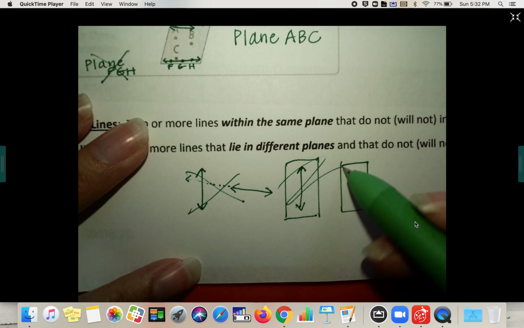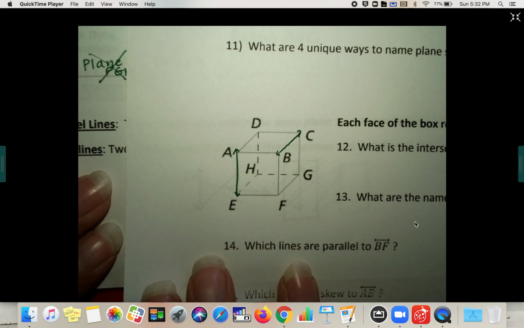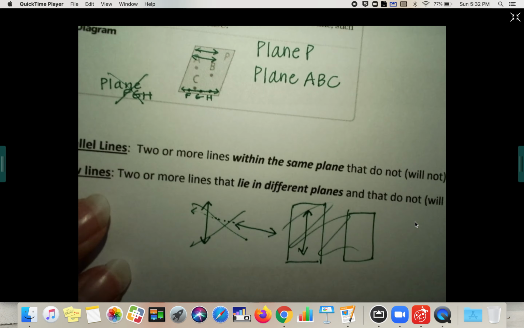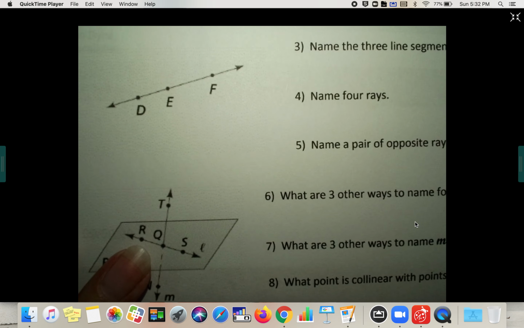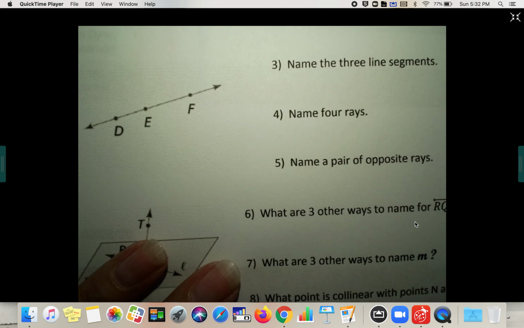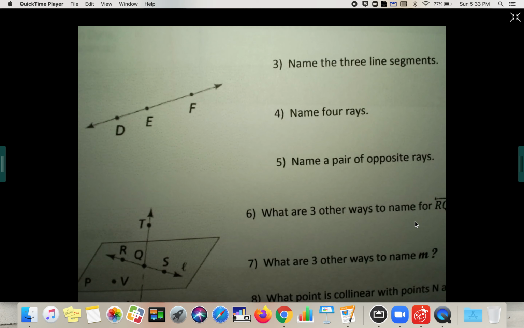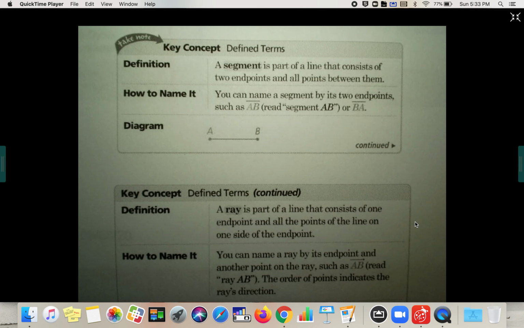Okay, so this was a terrible job. However, I hope that you understand it better after looking at that. Okay, let's go to your second page of notes. It's going to start at the top, and it's basically going to give you some practice. So let's see if you can do this before you get to your actual homework practice. Name 3 line segments. Okay, we didn't really talk about segments yet. Oh, you know why? It's because I skipped a page. I'm so sorry. Okay, here we go.